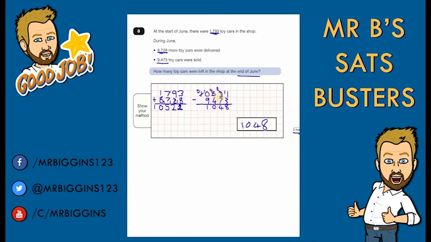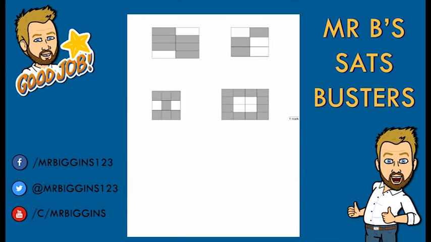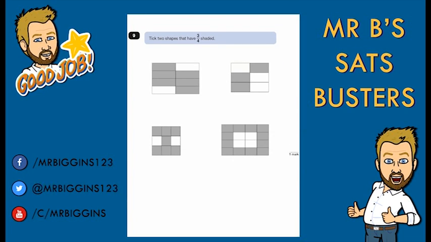Okay, again, 2-mark question. You get 2 marks for the right answer. If you were doing this and maybe got mixed up when you were borrowing some in your subtraction, because we have to borrow 3 times there, you would get 1 mark.